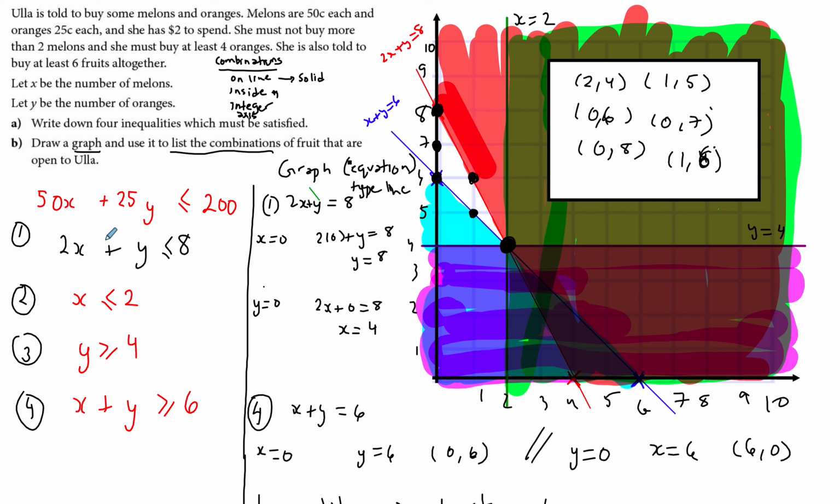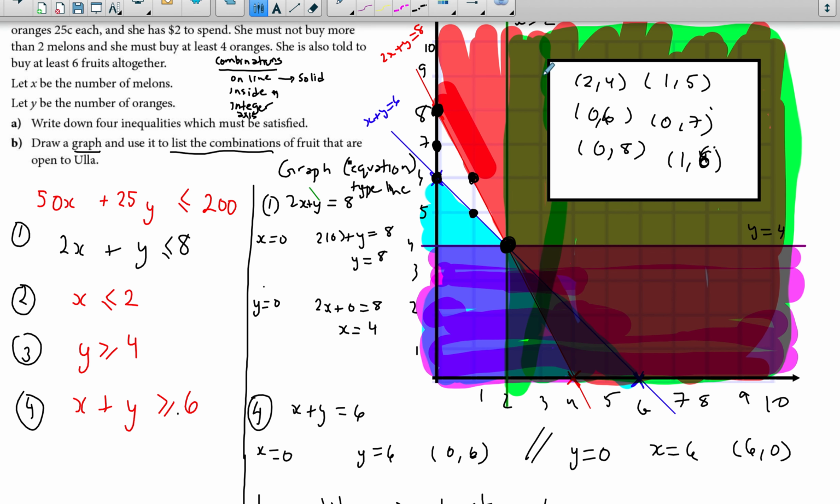Let's pick the 1, 5. 2 times 1 is 2, and then plus 5 is 7, and that is less than 8, so I'm allowed to have that. And then I have, again, 1 is less than 2. I have 5 is greater than 4. I have 1 plus 5 is 6, which is equal to 6. So I am allowed to have the 1, 5. It is a good combination to have.